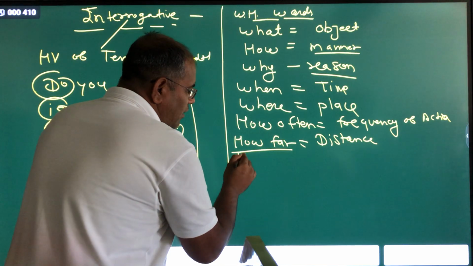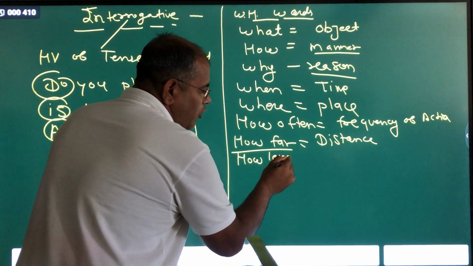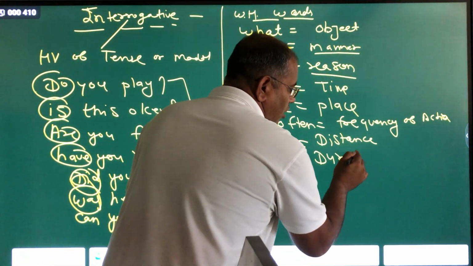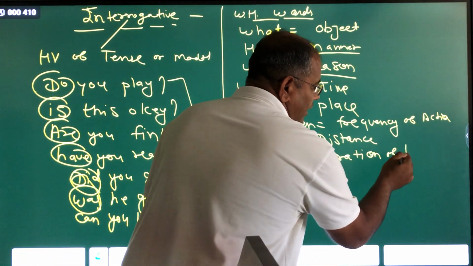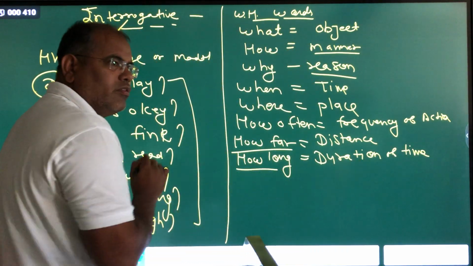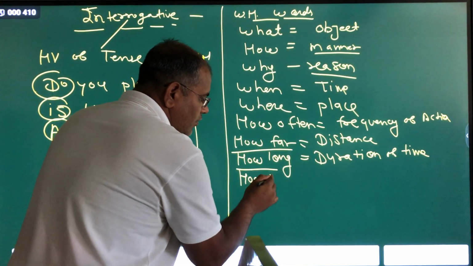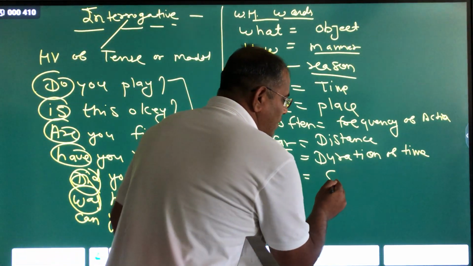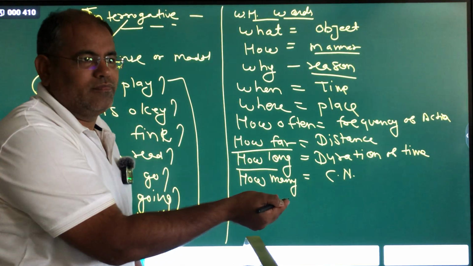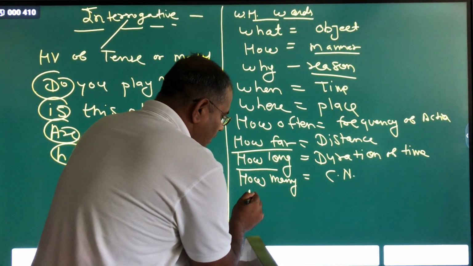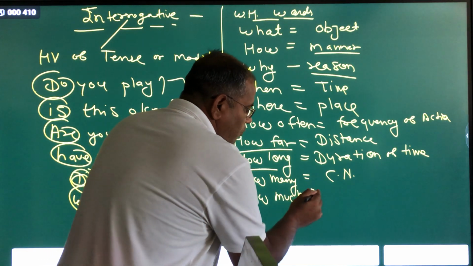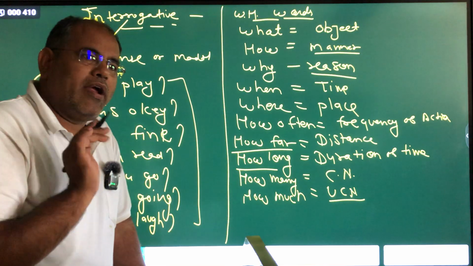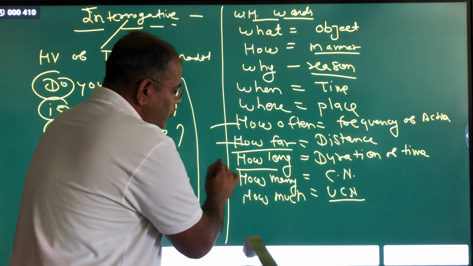Like for example, how long. It means the duration between two times, the duration of the time. Then you can use how long. How many is used to find out countable nouns. Guys, how much is used to find out uncountable nouns. Is that clear? Do you understand? Then you can use one, two, three, four, five.